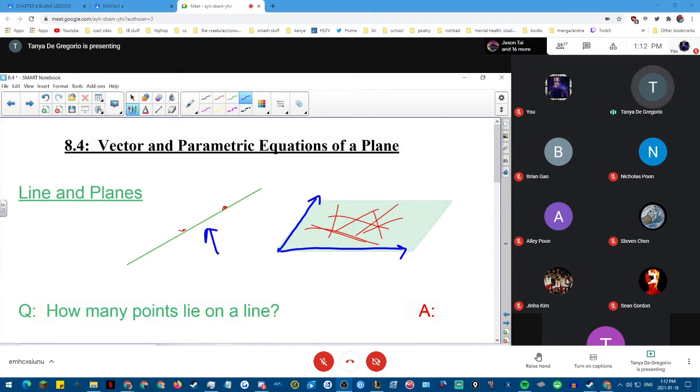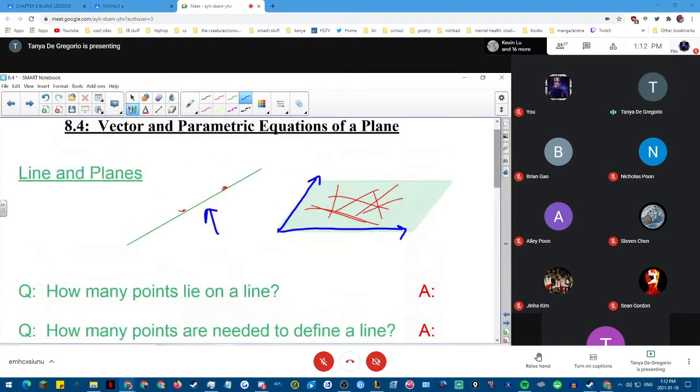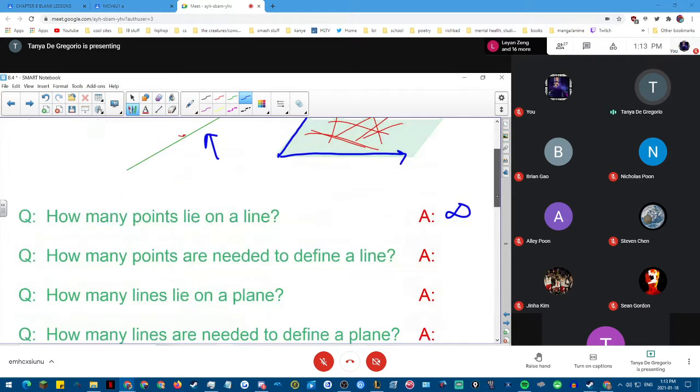So do you see how a plane is defined by two vectors? Okay, keep that in mind. In order to create this plane, I have two vectors. Okay. All right. So how many points lie on the line? How many points lie on the line, guys? What do you think? Infinite.